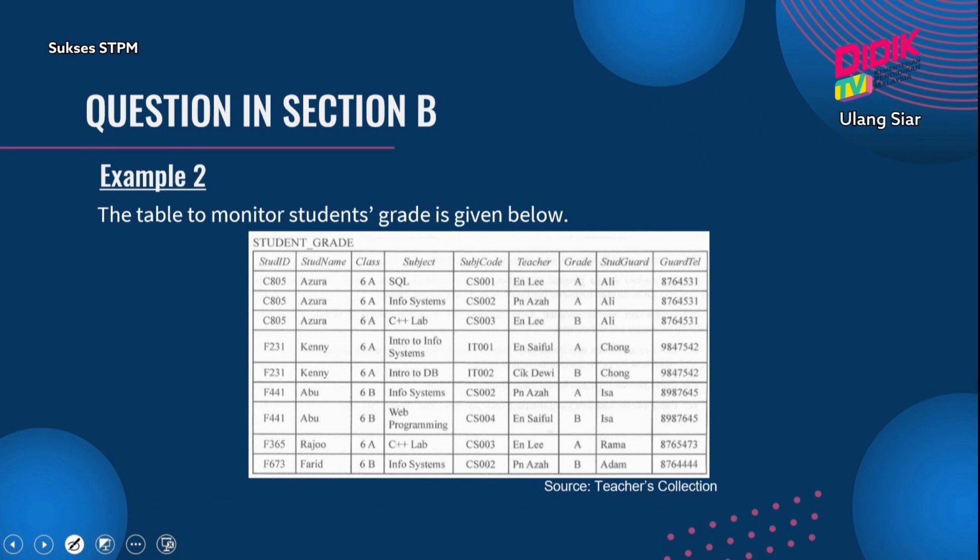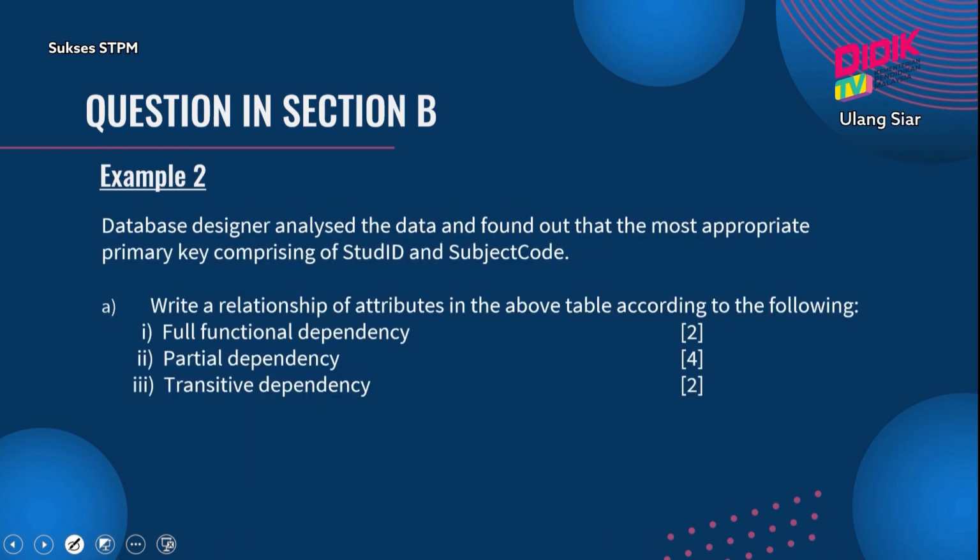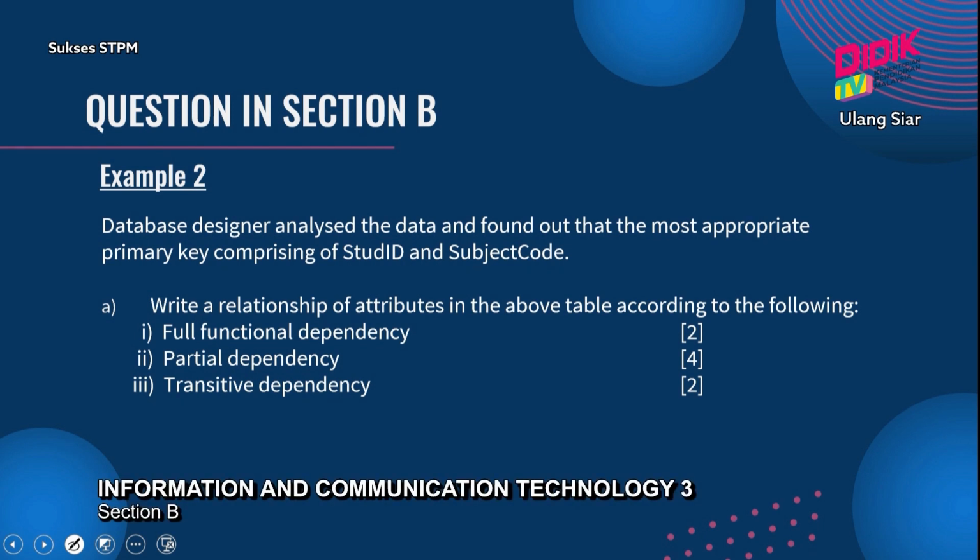So repeating group means in one cell must have only one data. If you have 2 or 3 data, that means repeating. So in this table, the database designer analyzed the data and found out the most appropriate primary key comprising the student ID and subject code. So they give some information. And then the question is asking for full functional dependency, partial functional dependency, and transitive dependency.